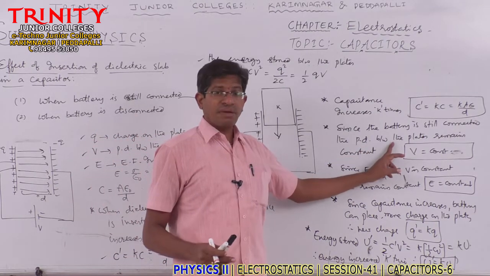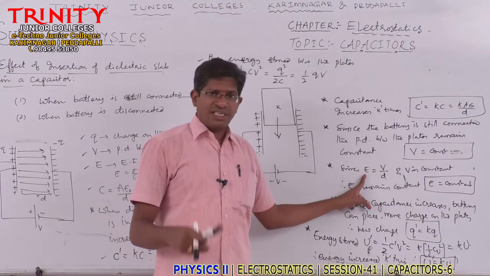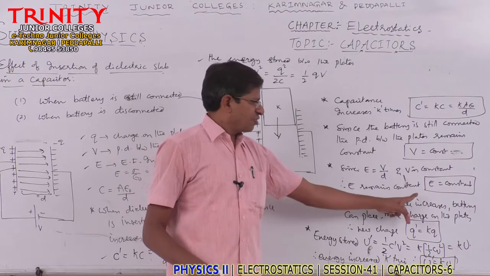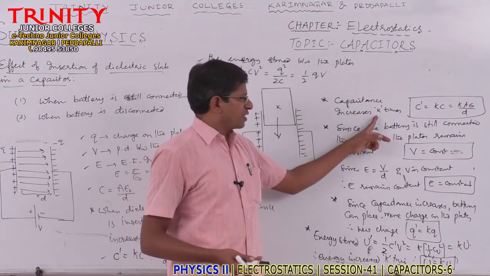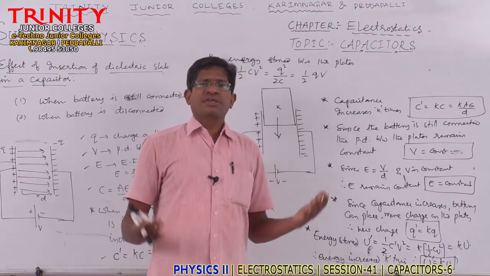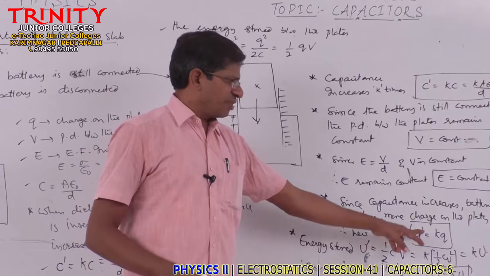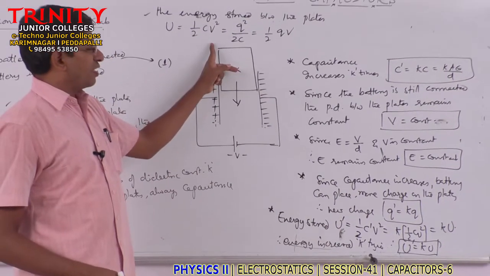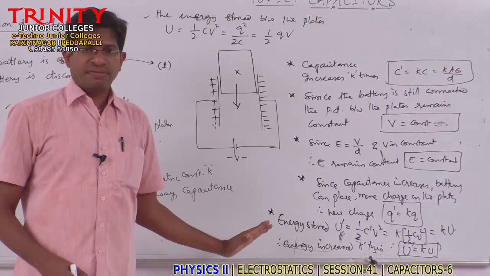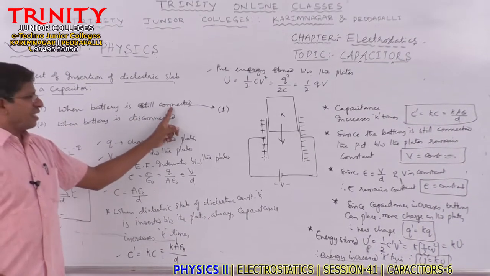Therefore, potential is constant. Since potential is constant, logically remember the relation between E and V is constant. And since the capacitance increases, follow this logic again. That means you can place more charges on the capacitor plates. Therefore, the charge is multiplied by K. And the energy you can understand from this formula. So, this is the first case where the battery is still connected.